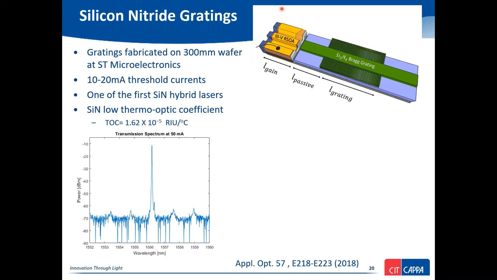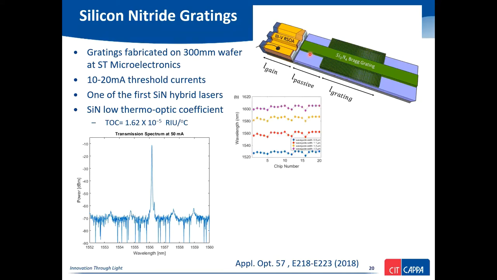So we have a laser of this style. We have a gain block, an indium phosphide gain chip, coupled to a silicon nitride DBR. These DBRs were fabricated at ST Microelectronics, and they can now be fabricated with excellent repeatability and in volume. The laser itself showed good threshold currents, good side mode suppression ratios and output powers.